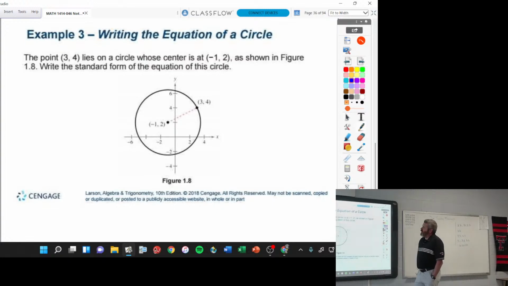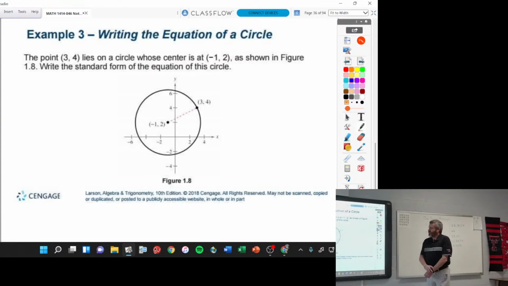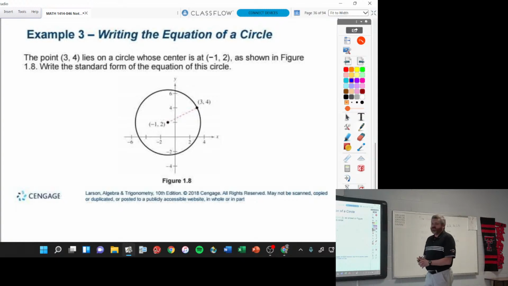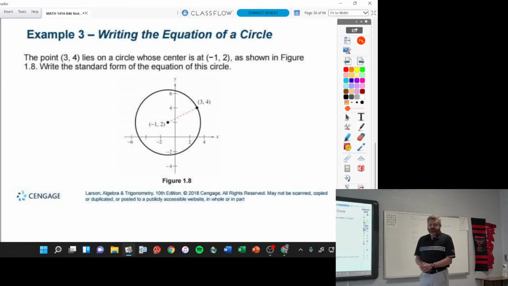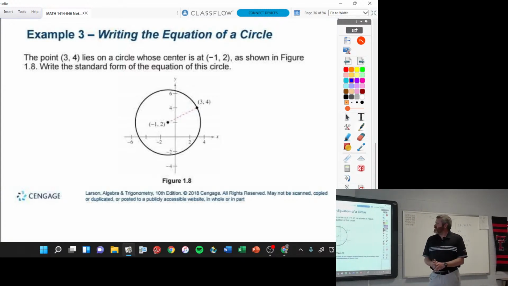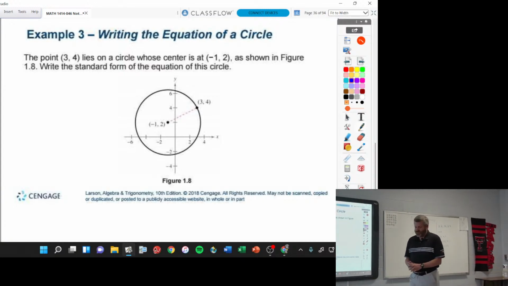So how do I go about writing the equation of a circle? Here's a circle. It has a center at -1, 2, and they gave me a point on that circle that happens to be at 3, 4. And the question says, write the standard form of the equation of this circle.